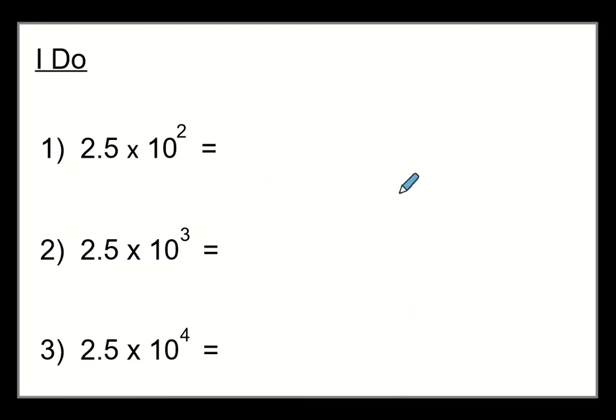All right, so for the I do portion of our mini lesson, we have three problems, and these are similar. Note that they all consist of the same factor on the left-hand side, 2 and 5/10, and that 2 and 5/10 is multiplied by a power of 10. For number 1, that's 10 to the second power. Number 2, 10 to the third. And number 3, 10 to the fourth.